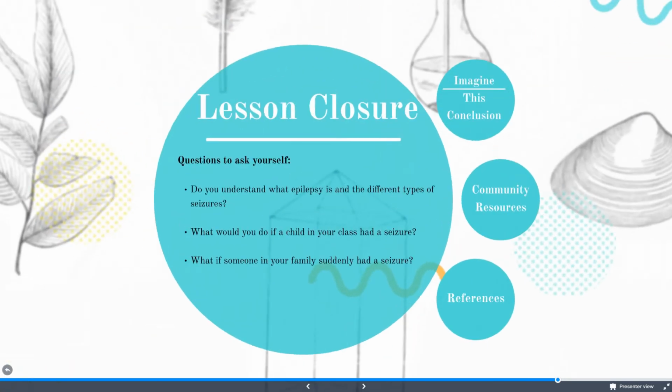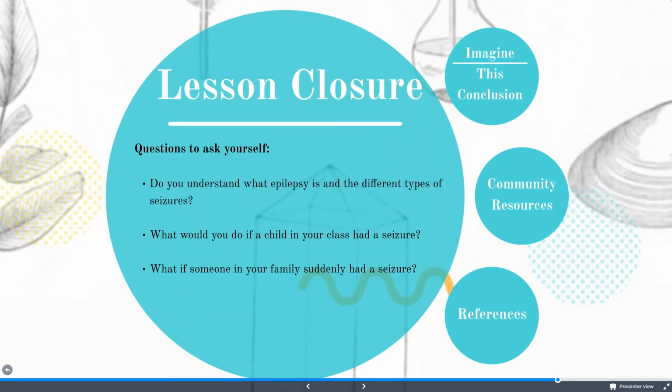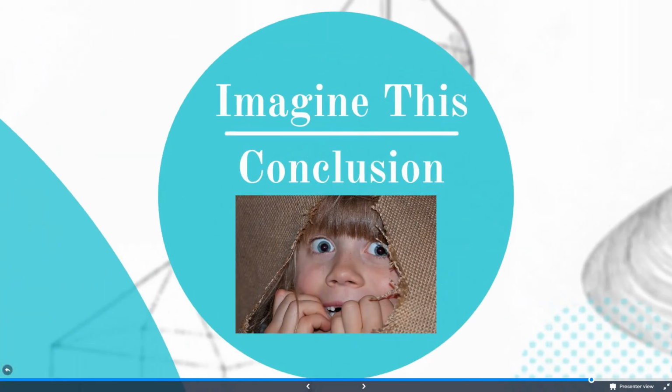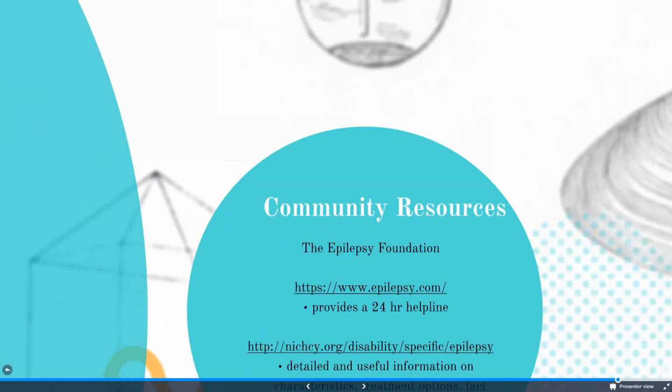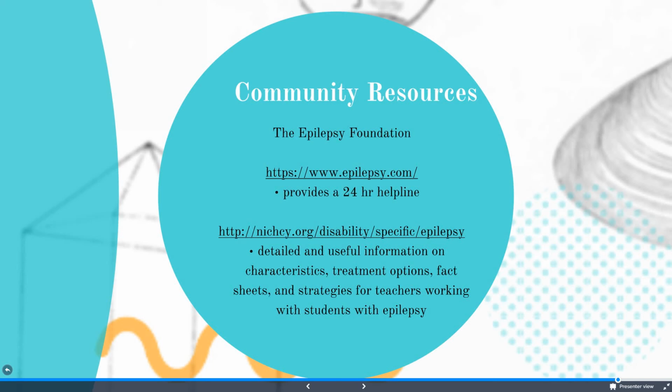So, to close, I would like you to ask yourself some questions. Do you understand what epilepsy is and the different types? What would you do if a child in your class had a seizure? And what if someone in your family suddenly had a seizure? So back to the beginning, to conclude on my sister, she is now treated with medication and no longer has seizures as she has gotten older.